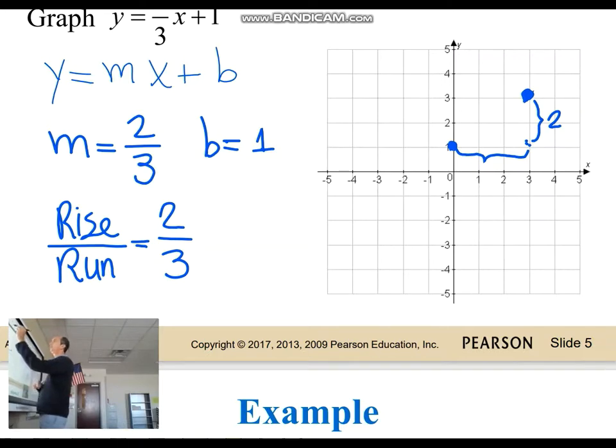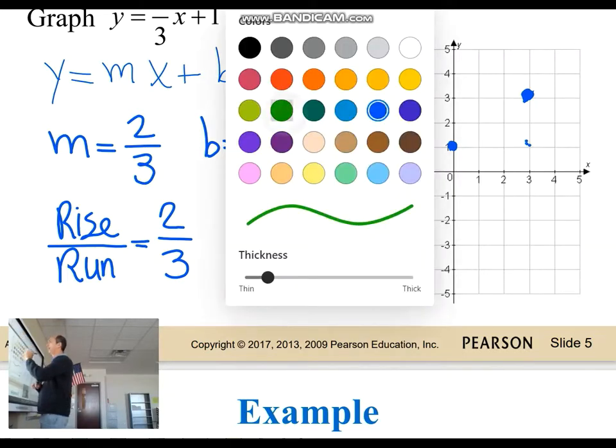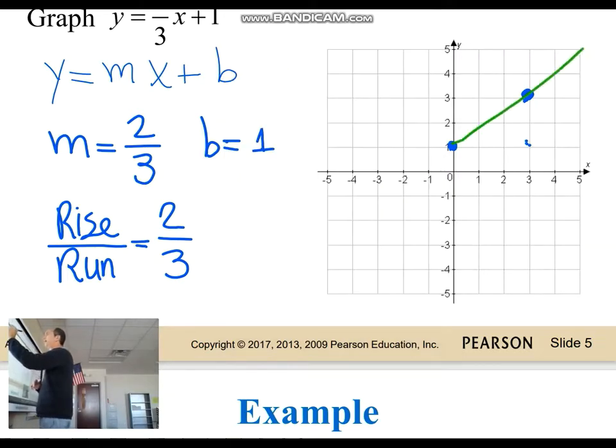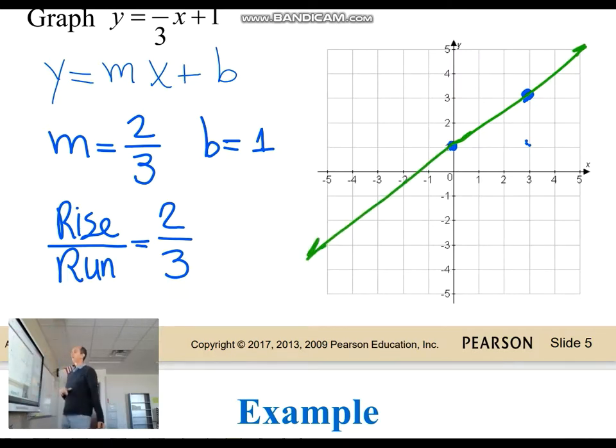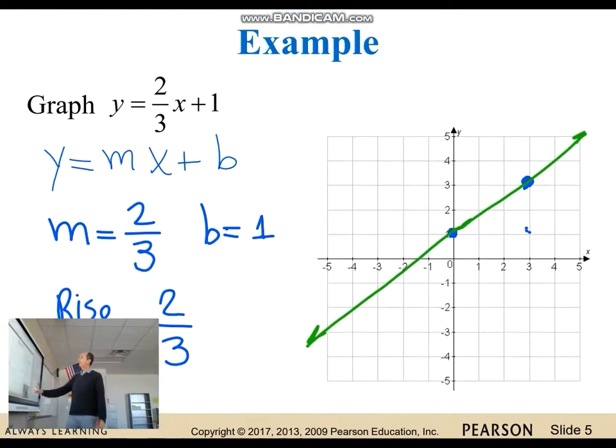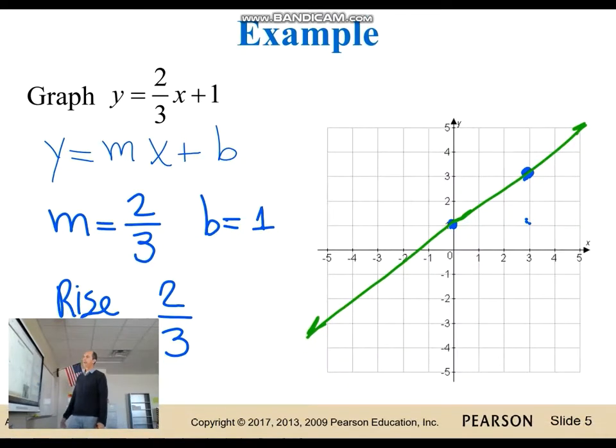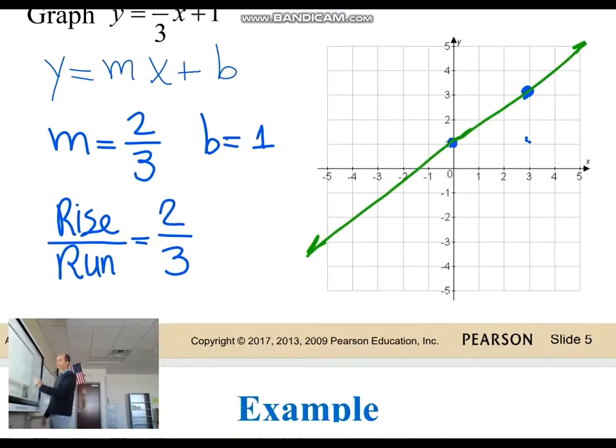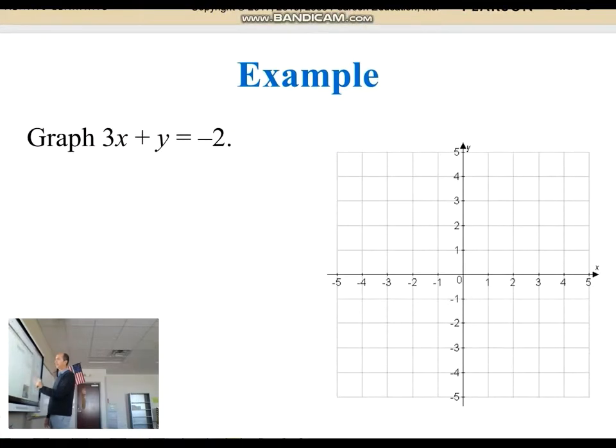Now we have 2 points. We can draw a line representing the graph, which is this line here. Okay, that's how you graph a linear equation using the y-intercept and the slope of the line.